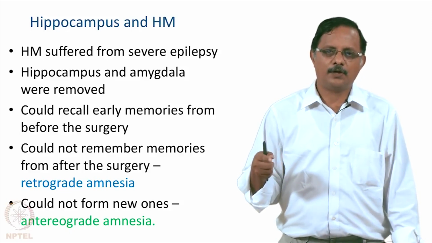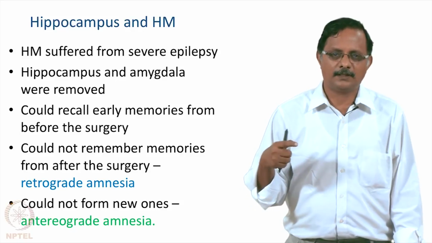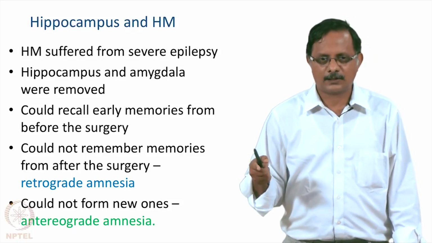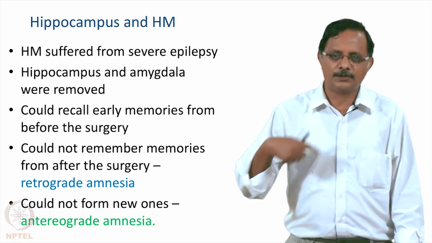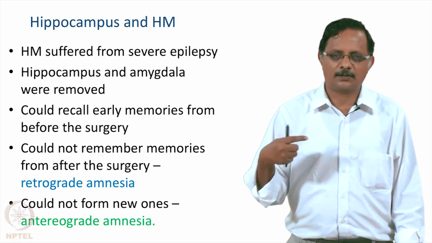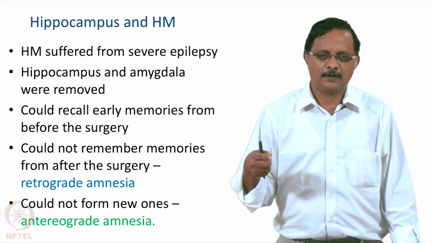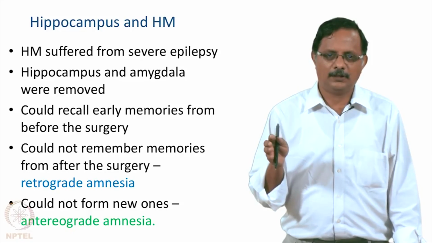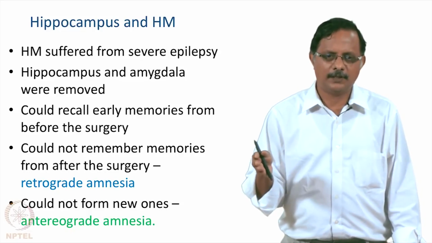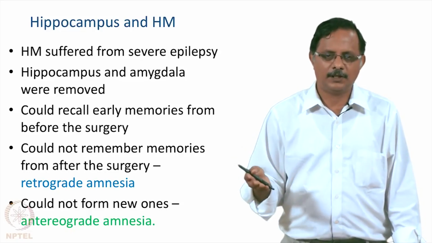For example, he could not recall memories from events that occurred before the surgery, and that is called retrograde amnesia. He also could not memorize new things, and that is called anterograde amnesia. He could only memorize things for a short window after the event had occurred, for about 10-15 minutes, but after that the memory is gone.